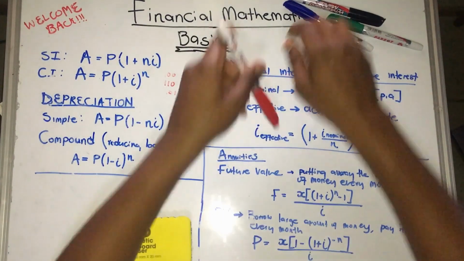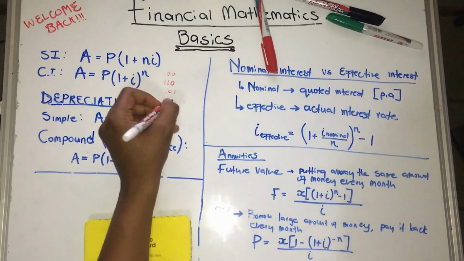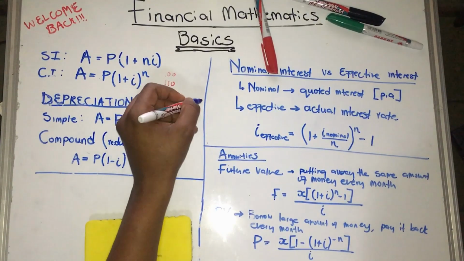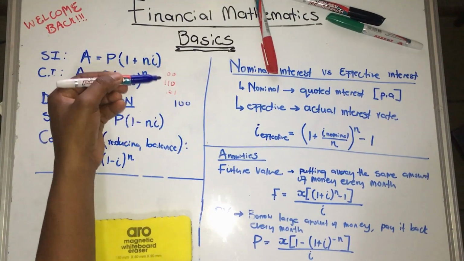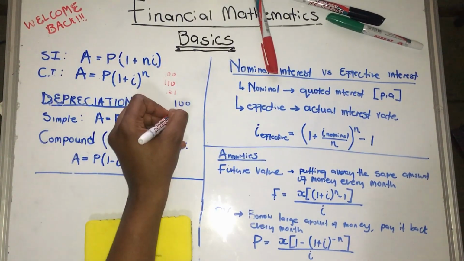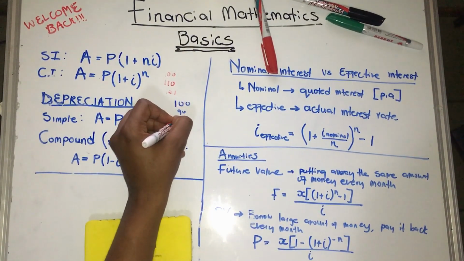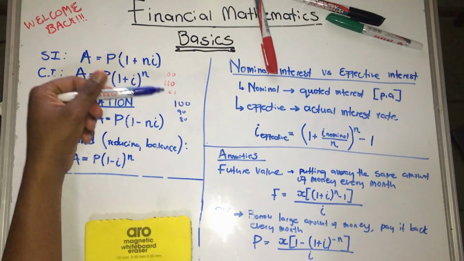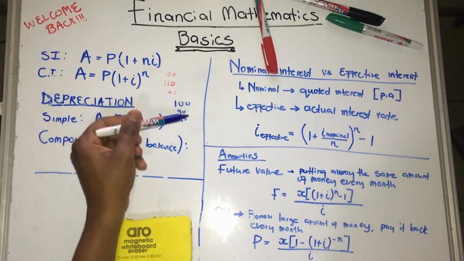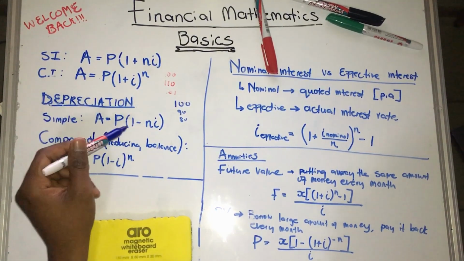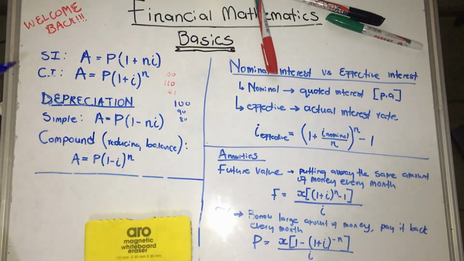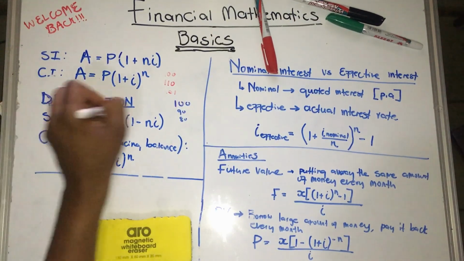So in year 1, you bought it for 100 rands again. Okay, let me change my pen. You bought it for 100 rands at first, and then it loses 10% every year. So at the end of year 1, it's worth 90 rands. At the end of year 2, it's worth 80 rands. You see, so it loses 10% of its initial value every year. So that's applying the concept of simple interest to depreciation.